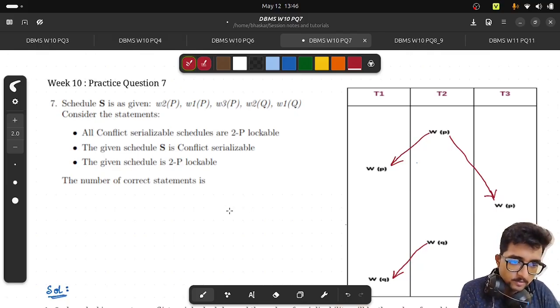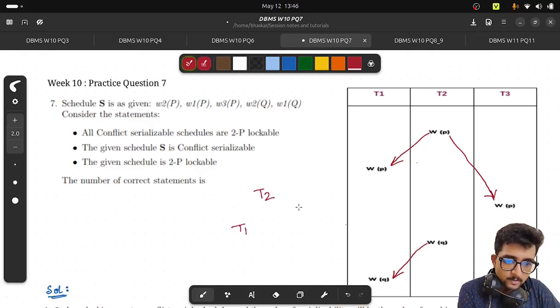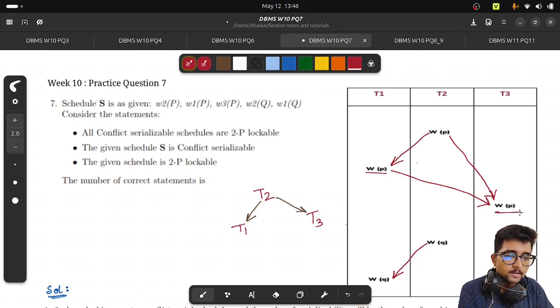And therefore, if I try to draw the precedence graph over here, so T2, T1, T3. So T2 to T1, T2 to T3, and okay, one more conflict I missed. I didn't see that, and which is T1 to T3 is also a conflict, right? T1 to T3, it is on write P, so that is also a conflict. So this is our precedence graph.